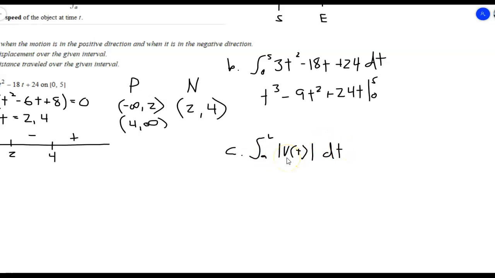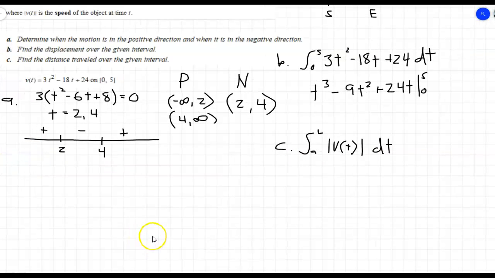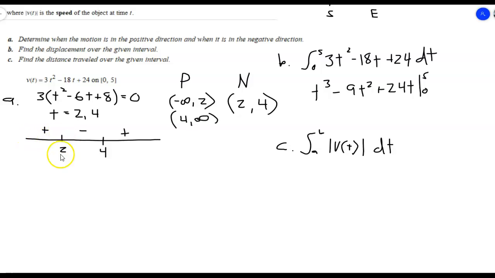And the absolute value means that we need to only look at the portions that are above the x-axis. And notice that the portions that are above the x-axis are going to be between 0 and 2 and between 4 and 5, which means that the area below the x-axis, we're going to have to multiply that by a negative to make that area a positive area, because it's already going to be a negative area below. And before we do this, let's go ahead and take a look at the graph of it.